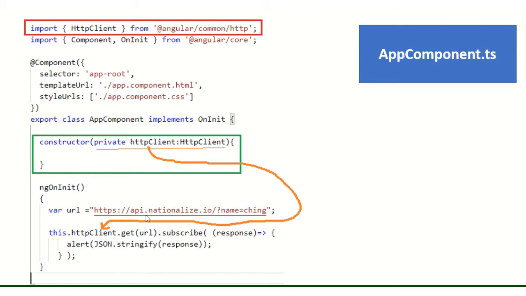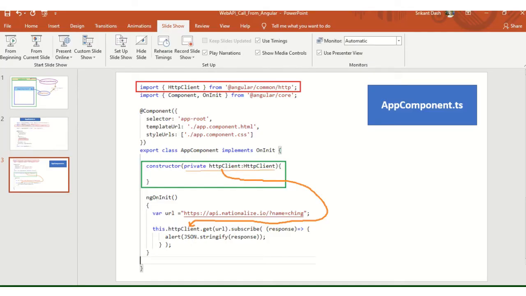Even if we are not using the first line, we can directly copy the URL here. Then let's see, we will run the application. So go here.